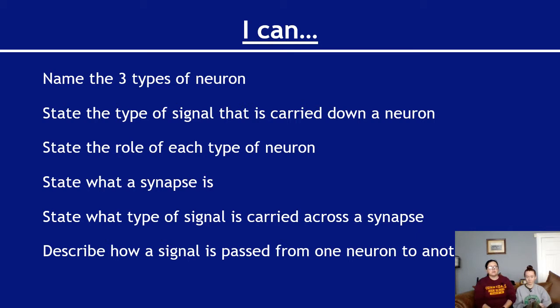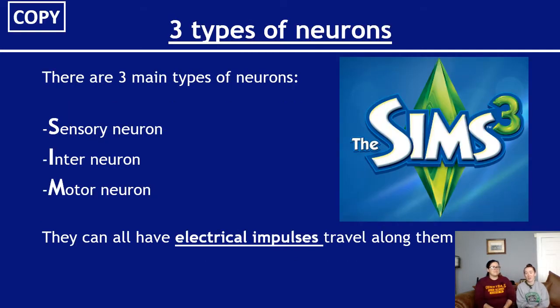So things you've got to be able to do: name the 3 types of neurons, state the type of signal that all neurons carry, state the role of each type of neuron. So there's 3 types of neurons, each one of them has an individual role. State what a synapse is, state what type of signal is carried across a synapse, and then describe how a signal is passed from one neuron to another. That's going to be synapse related. Spoiler alert.